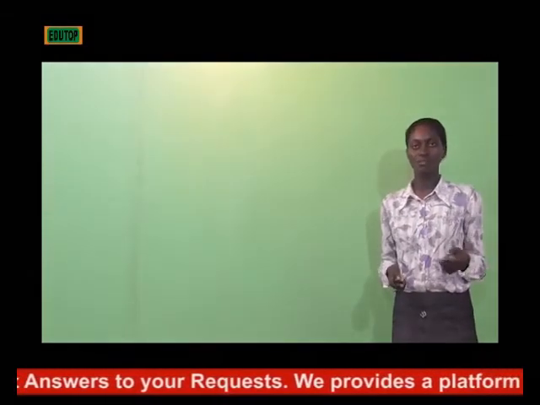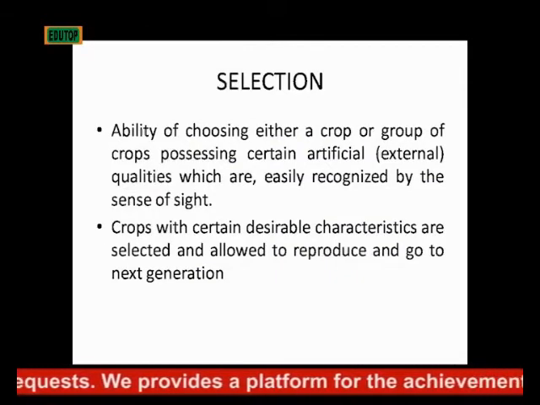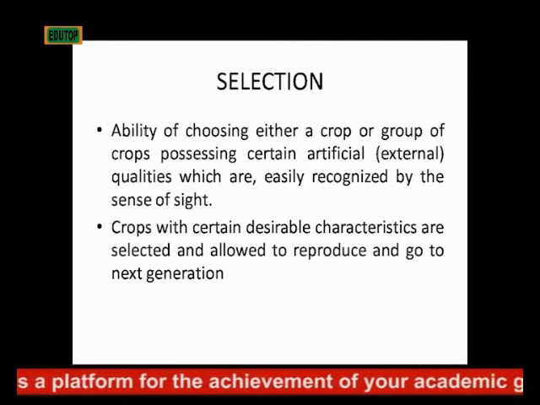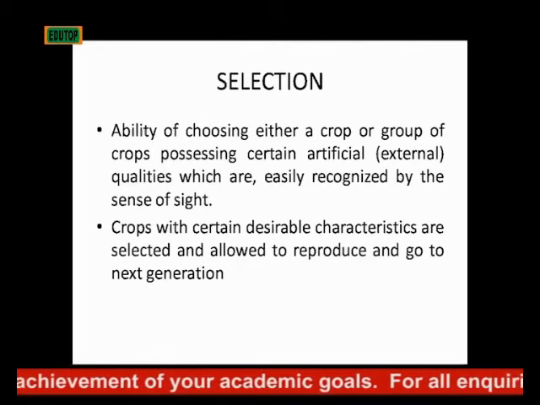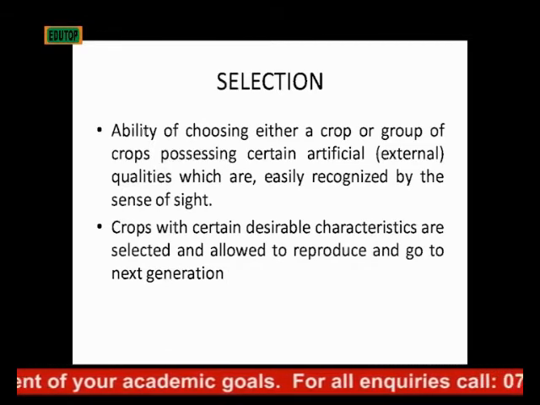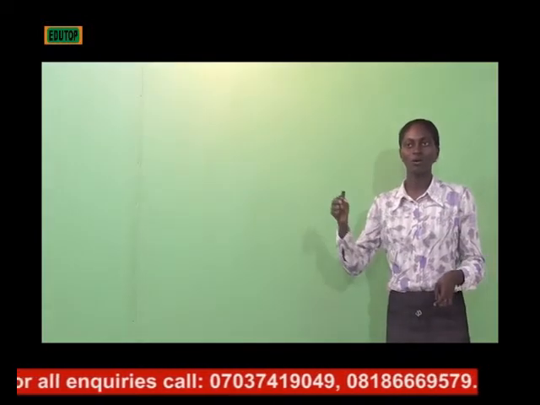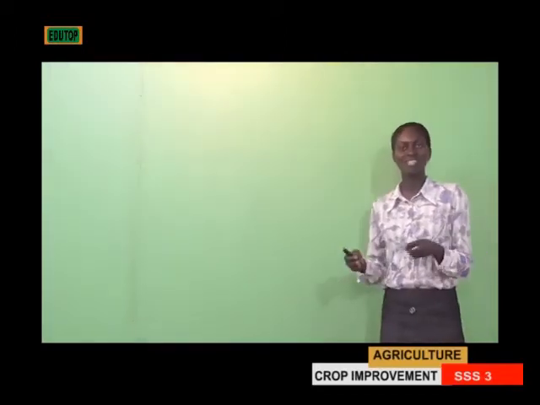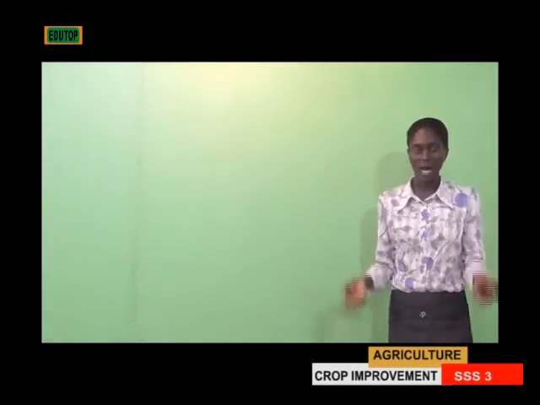Now, the next method of crop improvement is selection. Selection is the ability of choosing either a crop or a group of crops possessing certain artificial qualities which are easily recognized by the sense of sight. So when you choose an individual crop or a group of crops, they possess certain external qualities that you can see with your eyes.